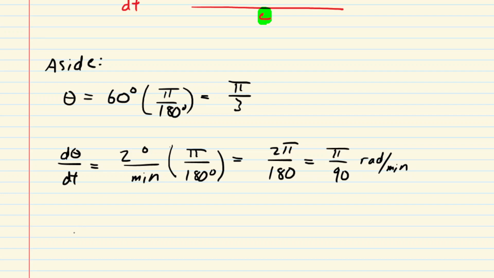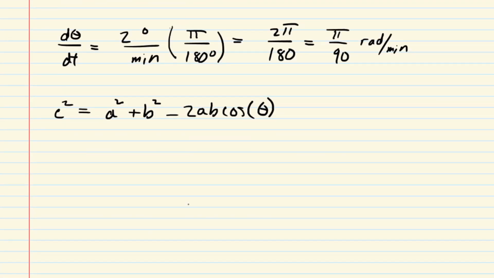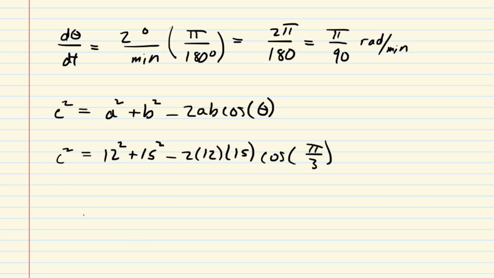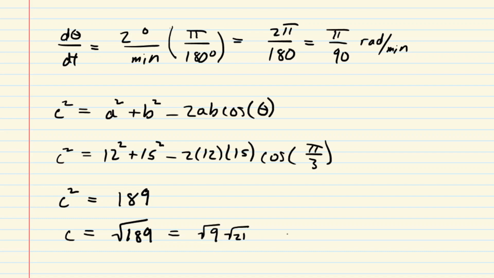Excellent. We still have to solve for c, and to do that, we use the law of cosines, which we have just rewritten there. Let's go ahead and plug in the known values. Remember, we know the lengths a and b. We also know the angle as well. That was the pi over 3 radians. Now, set your calculator to radian mode and type the entire right-hand side into it, and you get 189. And then if we square root both sides, we can see that the value of c is the square root of 189, which can be written as the square root of 9 times the square root of 21, which is equal to 3 times square root of 21.